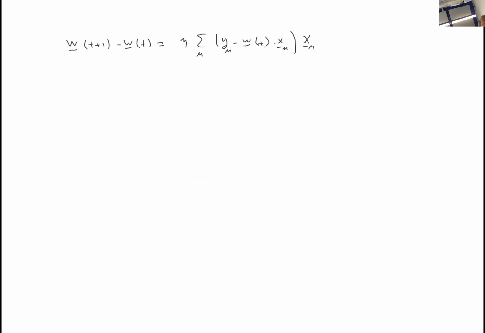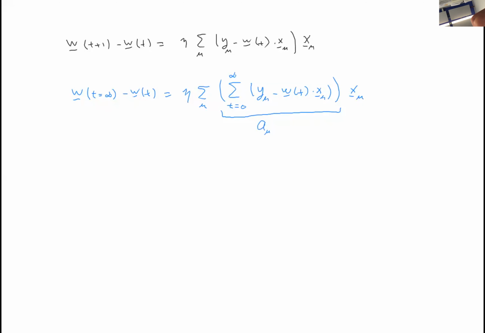Okay, and we can actually now add all these up. So we can write w at t equals infinity, after running this forever, minus w of t equals eta, sum on mu, times the sum, t equals, let's say, zero to infinity of y mu minus w of t dot x mu, of x mu. And this is just a number. So first of all, I'll write down this, we'll call this a mu over eta. It's a definition. And notice that basically, if we're going to go to infinity, eventually this has to go to zero.